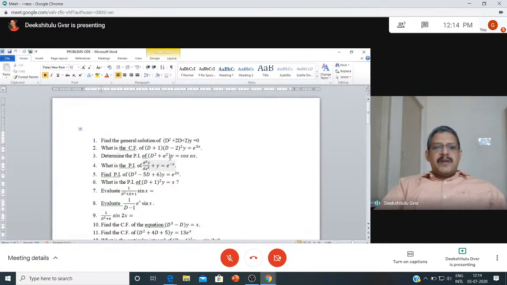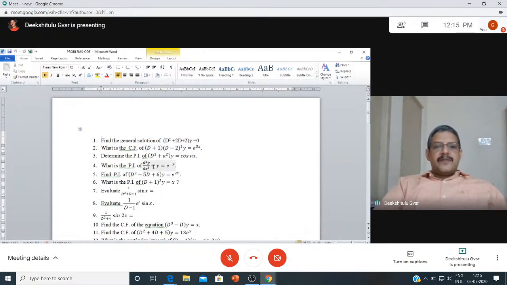The particular integral of 1 by D square plus a square cos ax. See, this is a failure case. When you put D square equal to minus a square in 1 by f of D cos ax, it is a failure case. Then what happens? It becomes x by 2 sin ax, that is, x into 1 by f dash of D cos ax. That is the rule that we follow here.